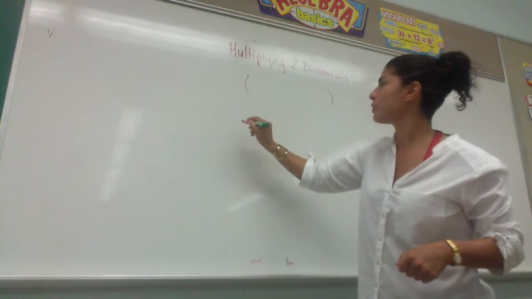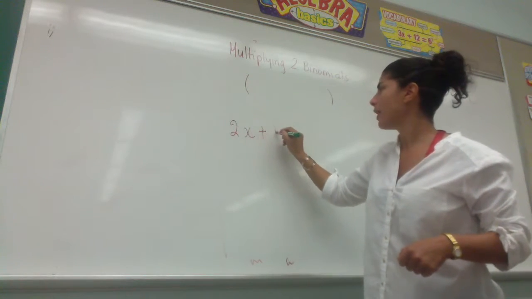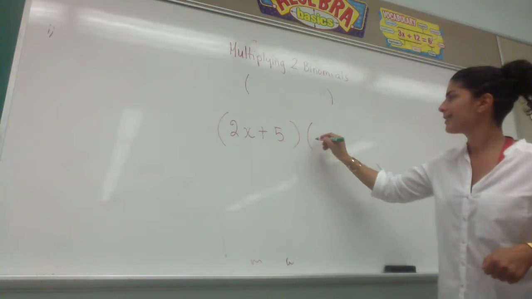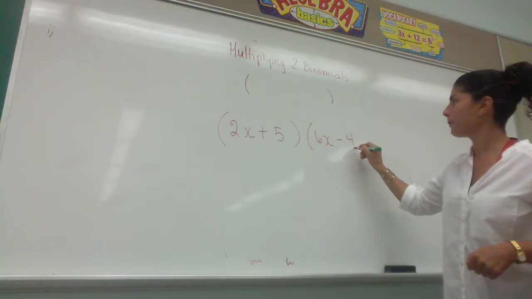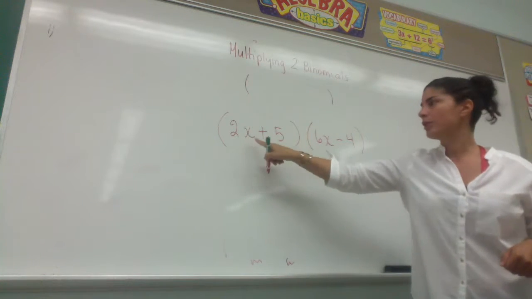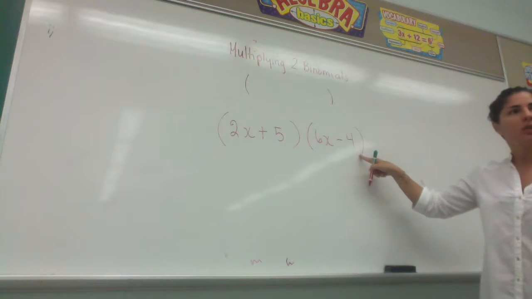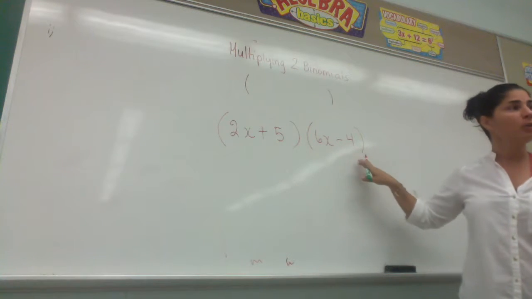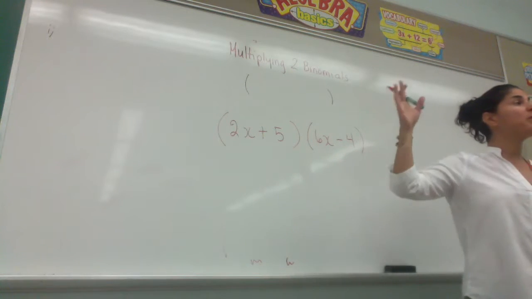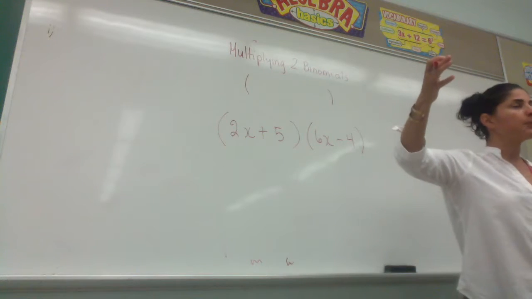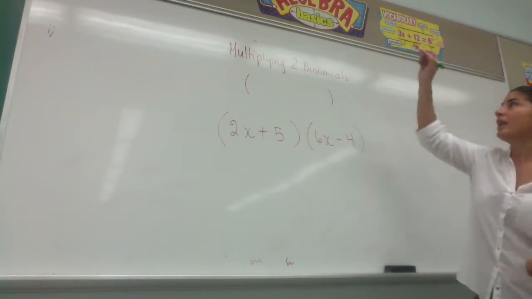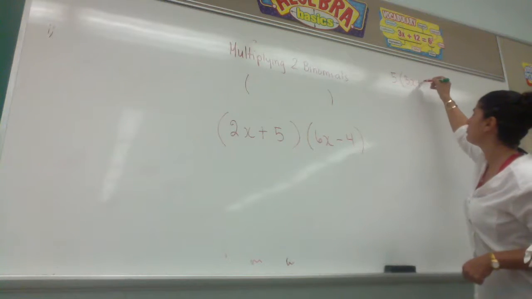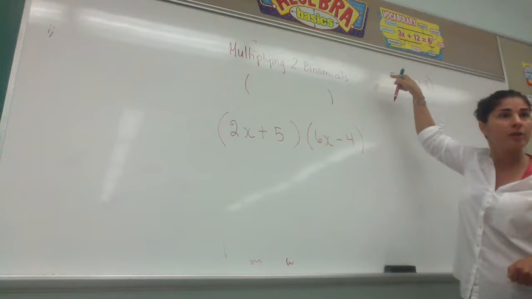So this is what two terms look like: 2x plus 5 times 6x minus 4. This is a binomial, two terms. This is a binomial, two terms. We're multiplying a binomial by a binomial, whereas before, when we were distributing, we were taking a monomial and multiplying it by a binomial. So this is what we were doing before.